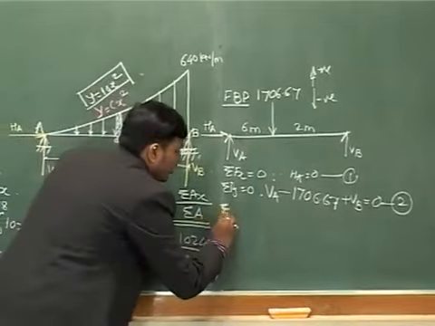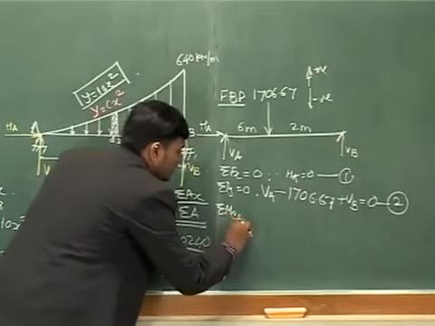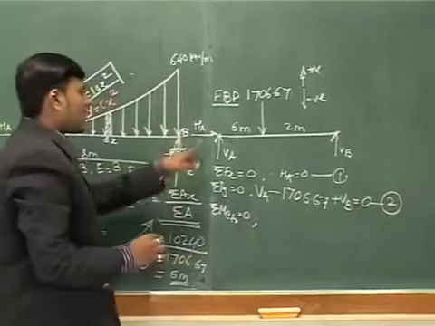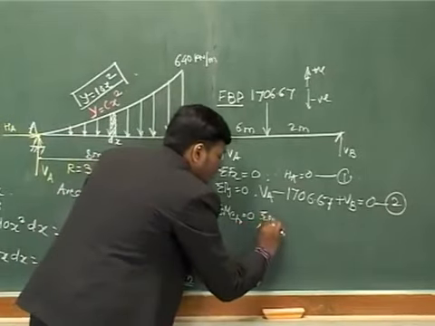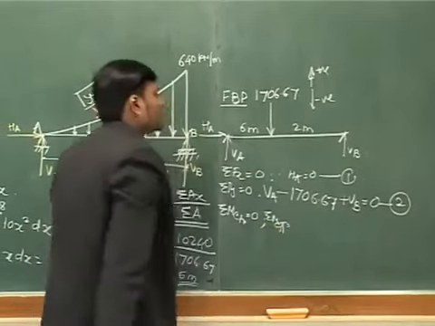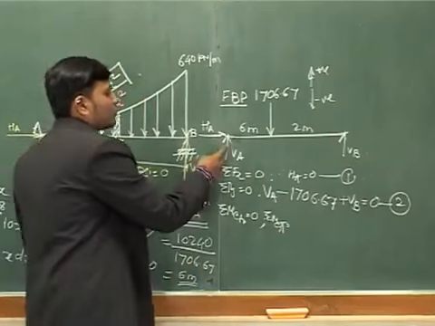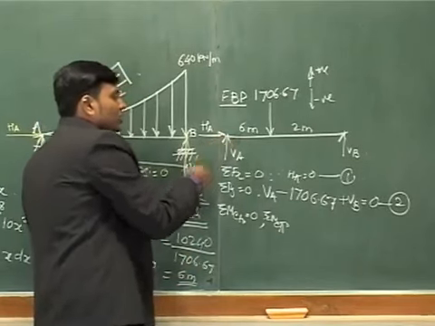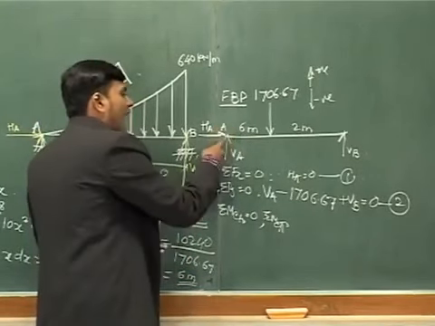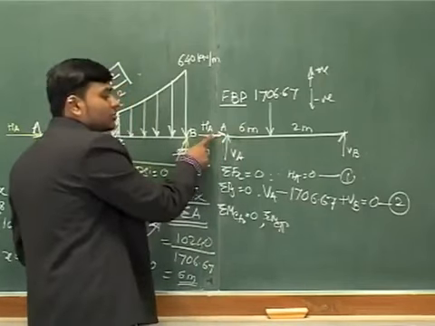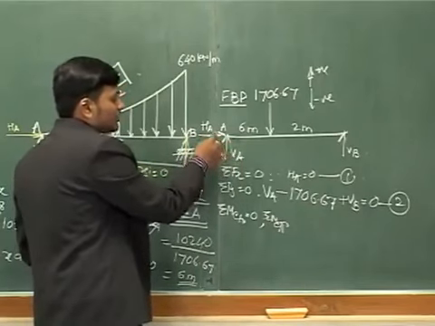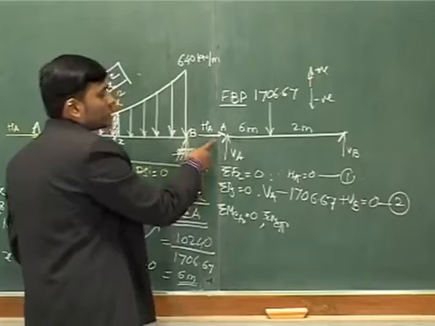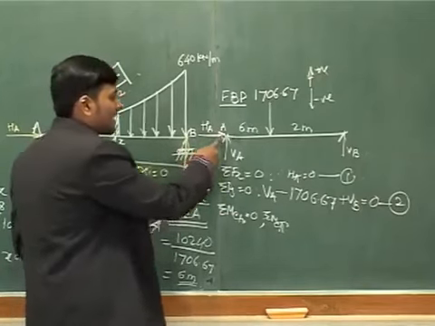Next will be summation of moment at fixed end equal to 0. So we will consider moment at A. So summation of moment at A equal to. So we have to consider the first two forces which are passing through A. So the moment produced at A will be force into perpendicular distance. The perpendicular distance for HA and VA equal to 0. Therefore it will produce a 0 moment at A.